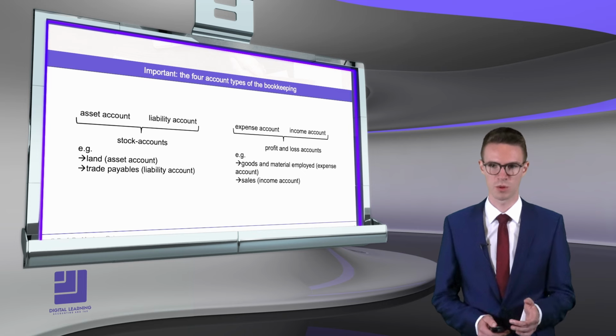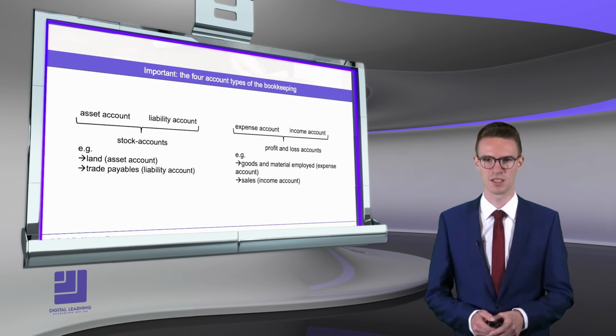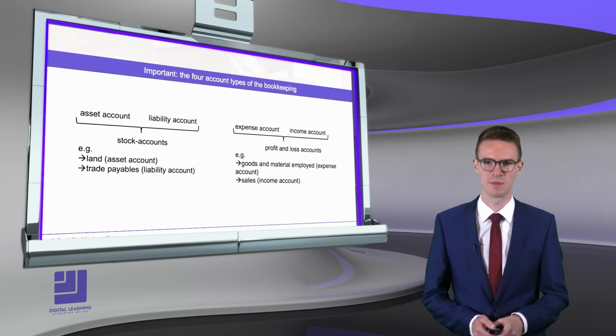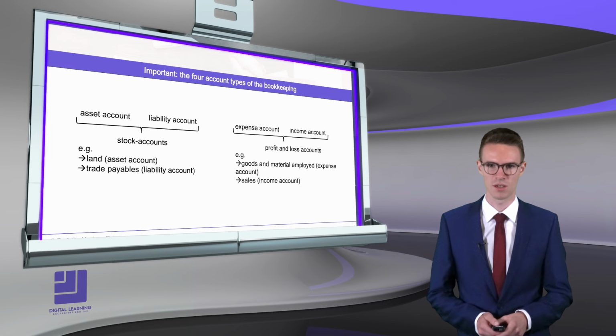One of the most important slides in this lecture is the following. There are 4 account types in bookkeeping. At first, the stock accounts, which include asset accounts and liability accounts. For example, land or trade payables.